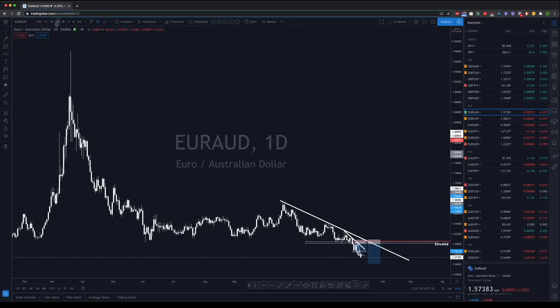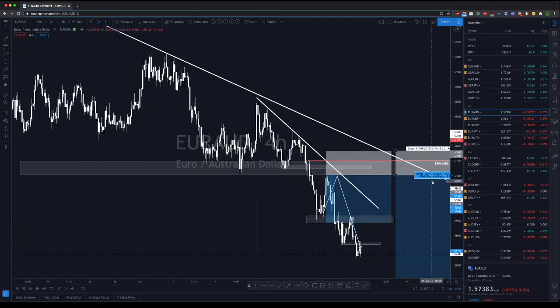EURAUD, this is still green for me because I'm still holding this position. There are no entries or re-entries on this pair just yet. There was a re-entry on Friday, which is a trade that I shared in my recap video, but there are no re-entries at the moment.